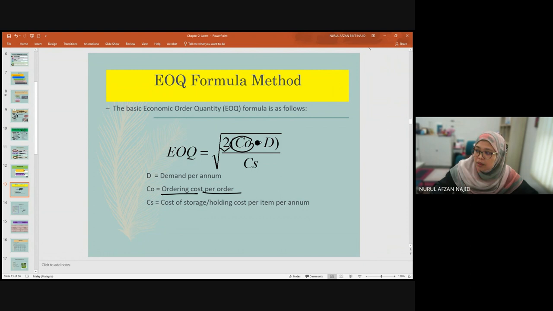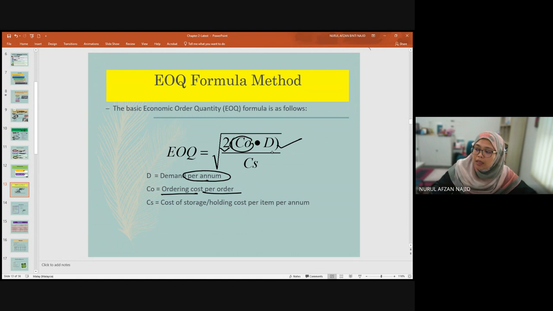D adalah demand per annum. Demand per annum. Okay, permintaan setahun. So demand ini wajib dalam bentuk tahun. If let's say soalan tu bagi tahu dalam bentuk bulan, you kena convert into annual. If soalan tu bagi dalam bentuk hari, wajib convert dalam bentuk annual. So dia mesti dalam bentuk annual, tak boleh monthly, tak boleh daily, tak boleh weekly. Okay, D tu mesti dalam bentuk per annum, right?